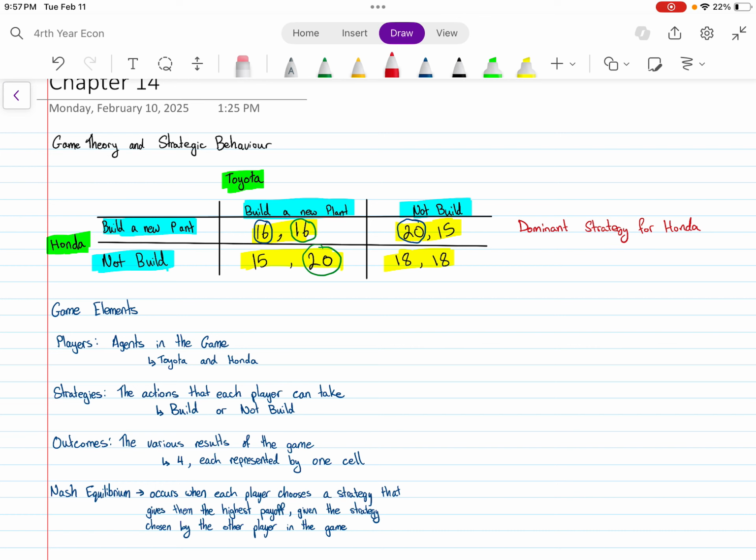And where both of them are in the same quadrant right here, we call this the Nash equilibrium, where the best possible outcome is for both of them to build a new plant.